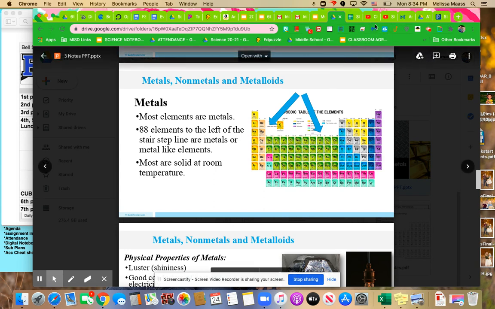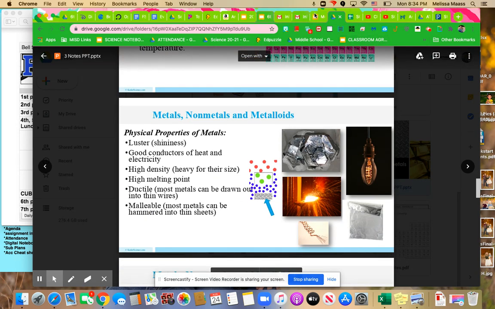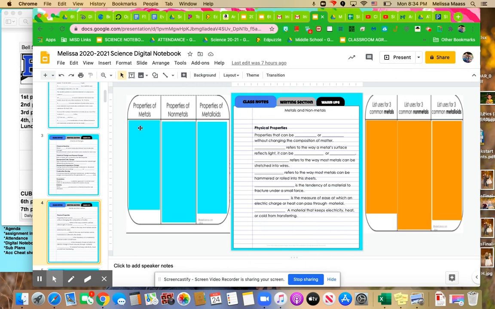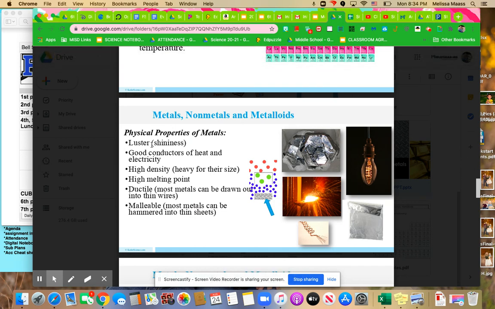On this next slide, you'll probably want to pause and type some notes on your sheet. You can shorthand it, meaning you don't have to type out everything, but type in keywords like luster. If you know it means shininess, you don't have to write shininess, but if you don't, you might want to write both. So the physical properties of metals: they're super shiny, with a great amount of luster. They are awesome conductors of heat and electricity.